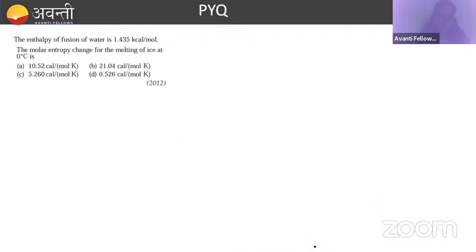Next problem: the enthalpy of fusion of water is this much kilocalorie per mole. What will be the molar entropy change for melting of ice at 0 degree Celsius? So here we need to calculate for melting of ice. You know the formula: delta H of fusion divided by temperature at fusion is nothing but delta S of fusion. Please remember this formula. Delta S of fusion is equal to delta H of fusion divided by temperature at the fusion point.